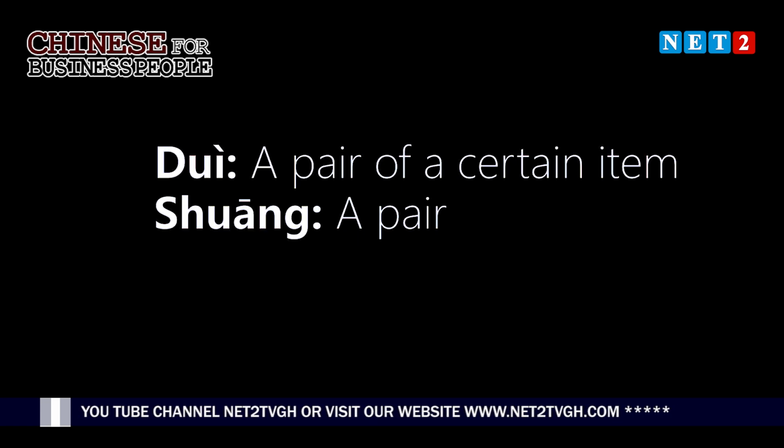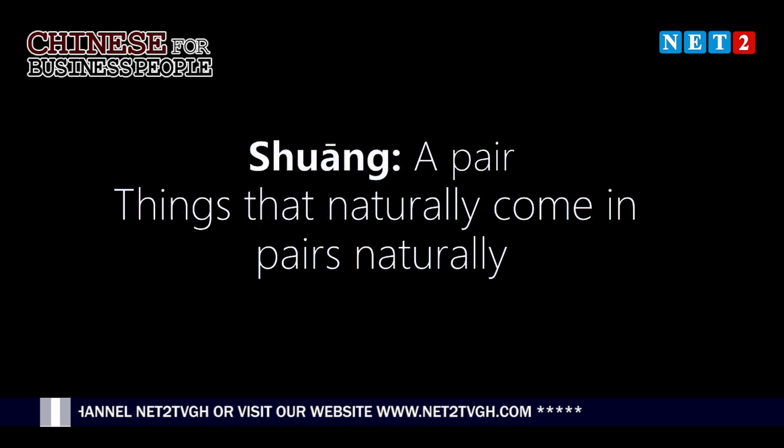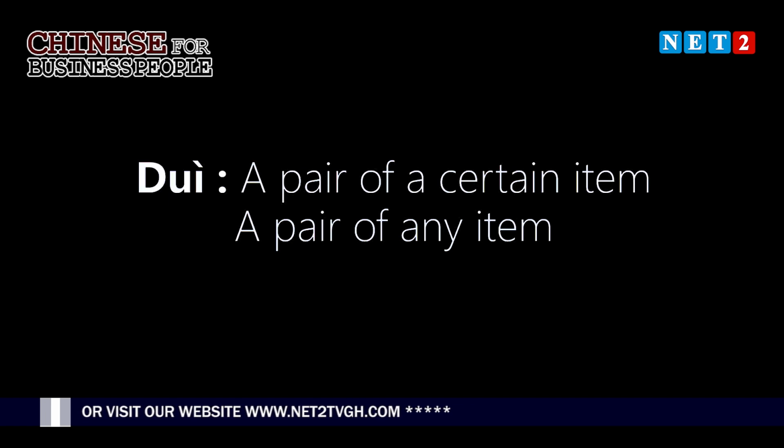Now, dui and shuang, what's the difference between dui and shuang? Shuang is for things that come in pairs naturally. But dui is if you are referring to a pair of a particular item, of any item at all. Maybe you want a pair of something that doesn't naturally come in pairs. You use dui. I hope you get that. That's really simple. Now these are the measure words that are used to classify clothing.